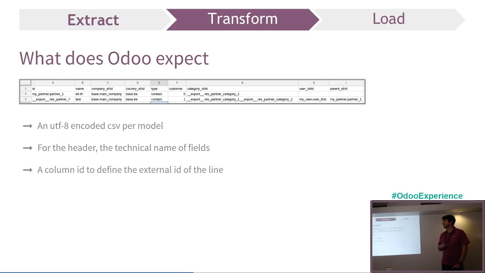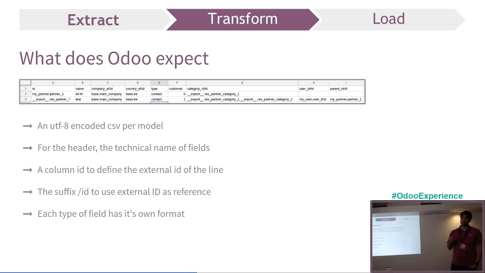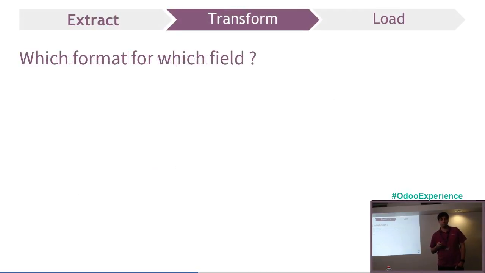So the colon ID. And for many-to-one and many-to-many, you need to add a /ID after the name to tell Odoo, OK, use the external ID to link that record. And of course, each type of field has its own format. We are going to see that. So which format for which field?